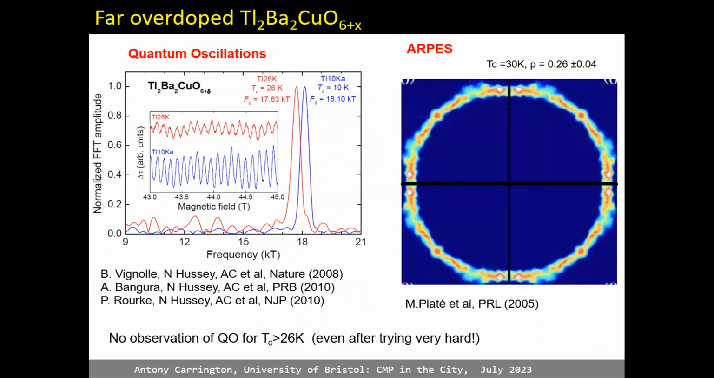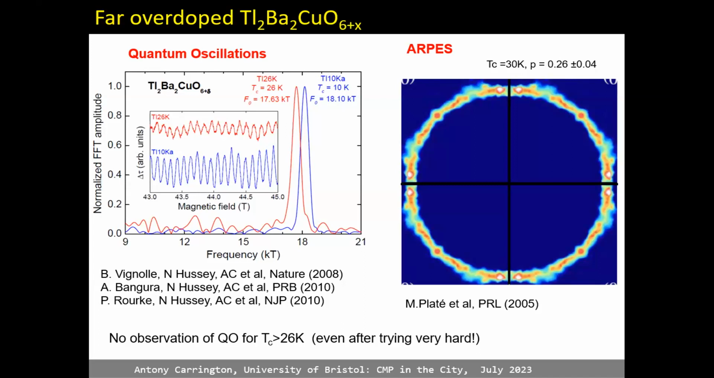So we must have measured more than 100 samples over the time. And we're still trying, actually, in Toulouse using the new tunnel diode methods, and fields are now up to in excess of 90 Tesla. New samples, etc. We've not given up. We're still trying, but we've never ever seen quantum oscillations in higher TCs.